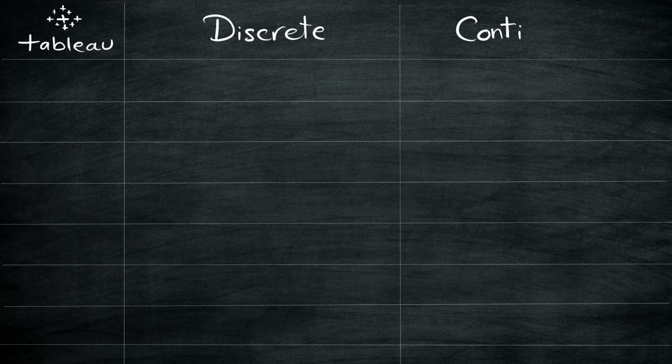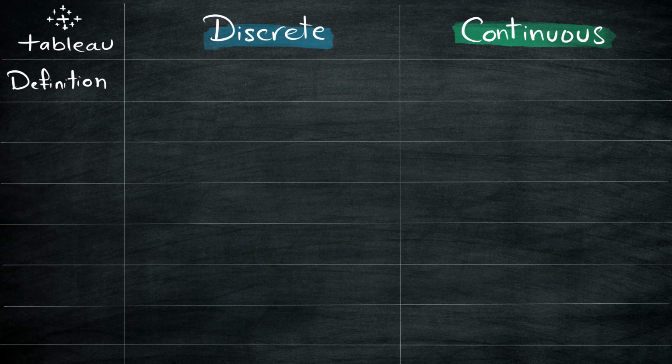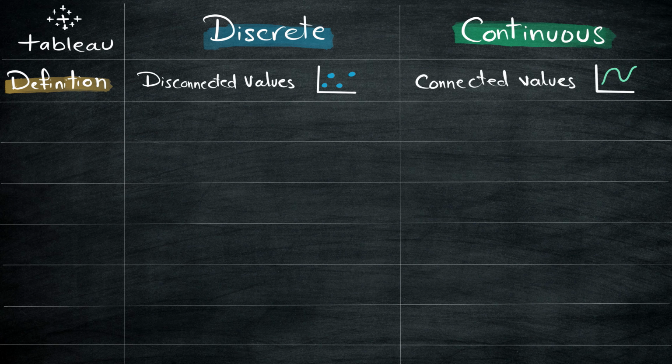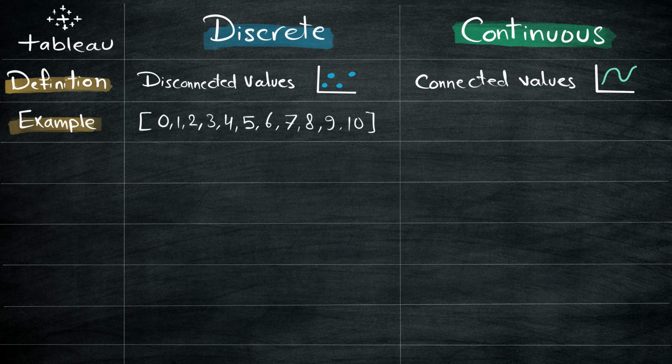Alright, so now let's have a summary where we're gonna compare both of the discrete and continuous side by side in order to understand the differences between them. Let's start with the definitions. Discrete values are disconnected, separated values, and continuous values are connected, unbroken chain of values. For example, in discrete, between 0 and 10 we have a finite number of values, exactly 11 values, and in continuous, between 1 and 2 we have an infinite number of values.